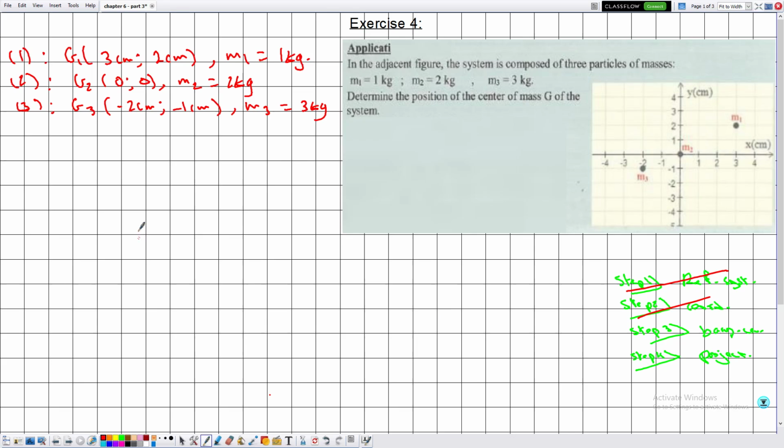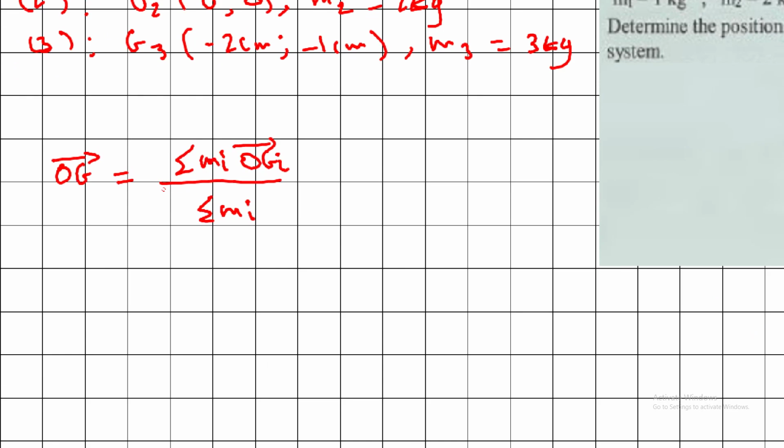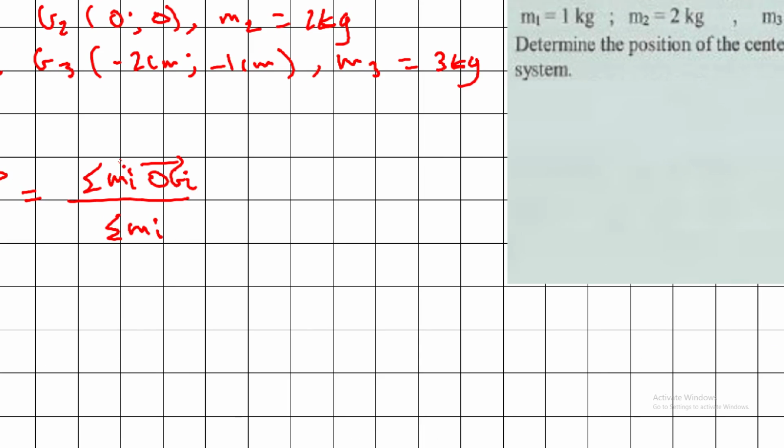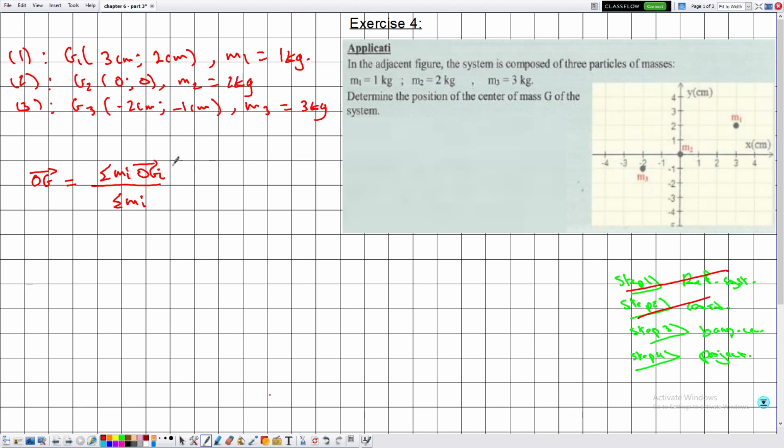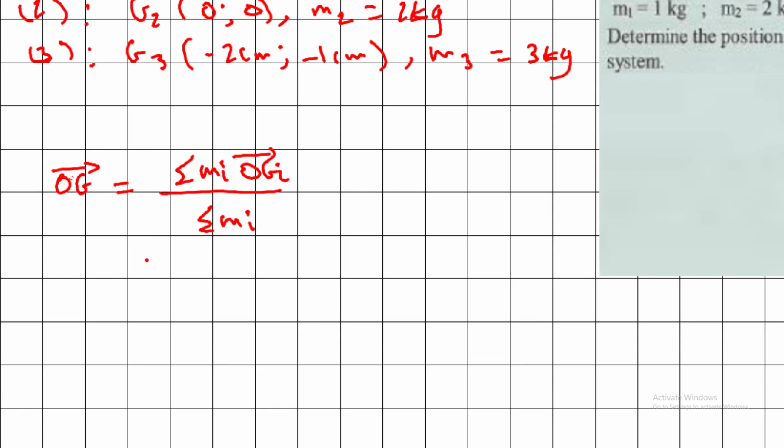Now step number 3 is to write the Barycenter formula, which is given by the OG vector is equal to the summation of Mi OGi, divided by the summation of Mi. Notice that in this case this is a vectorial equation. Vectors must exist on the left and on the right. And i represents the number of objects that we have. In this case, i runs from 1 to 3.